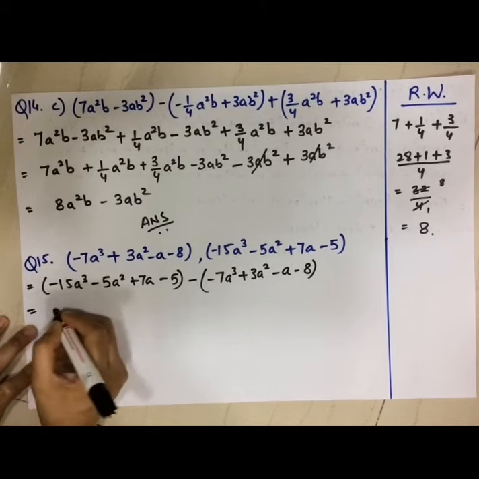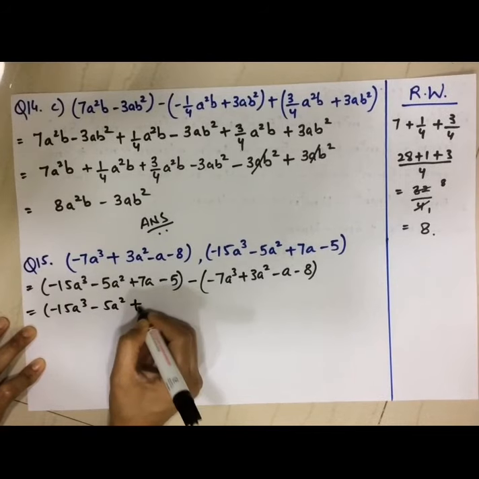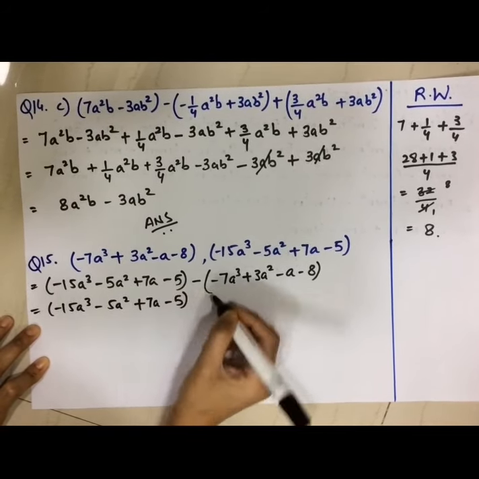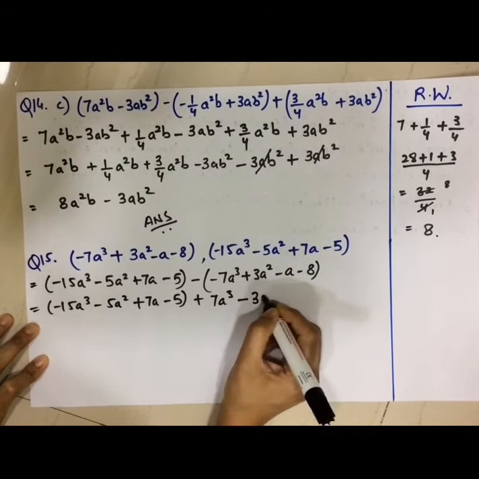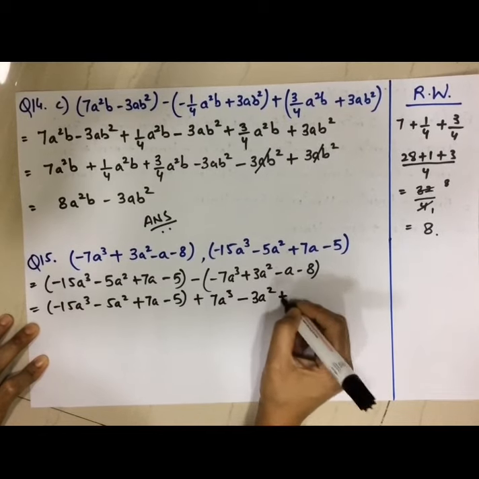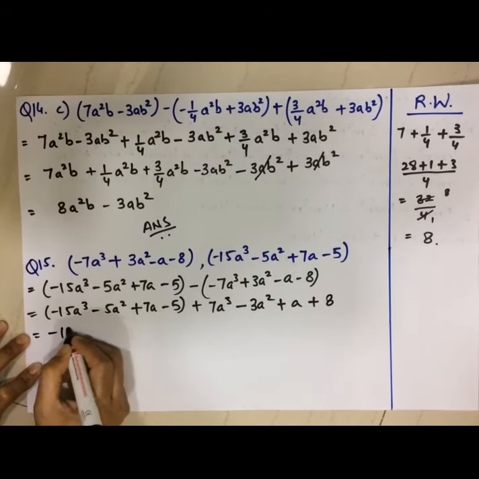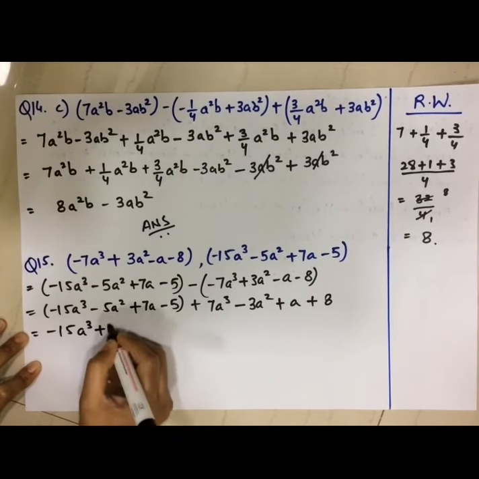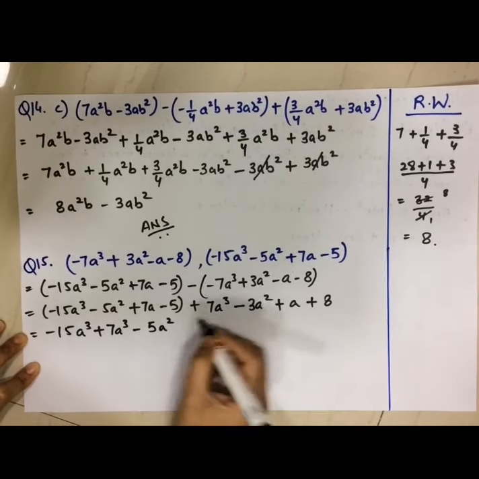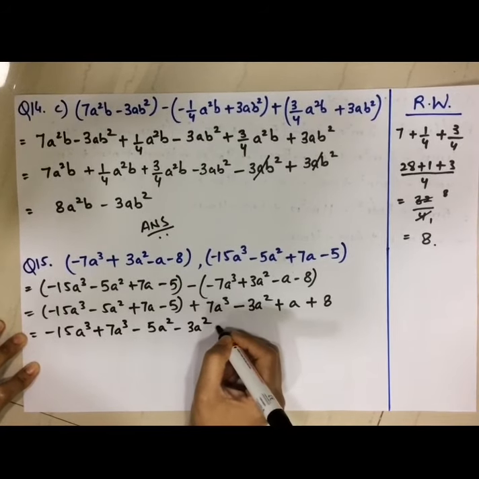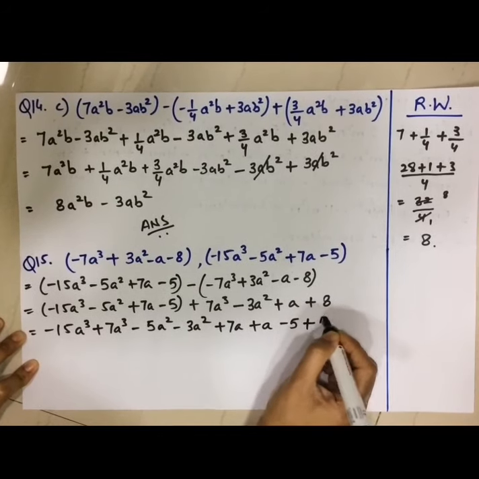So now we're going to simplify it. Minus 15a cube minus 5a square plus 7a minus 5, minus and minus plus 7a cube, minus plus minus 3a square, minus and minus plus a, minus and minus plus 8. Minus 15a cube plus 7a cube. We are going to take all the similar variables at one side. Minus 5a square minus 3a square plus 7a plus a minus 5 plus 8.